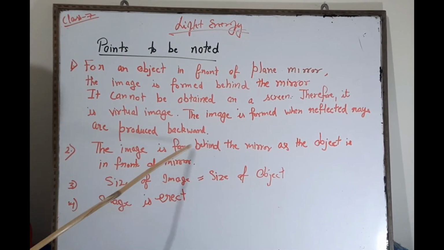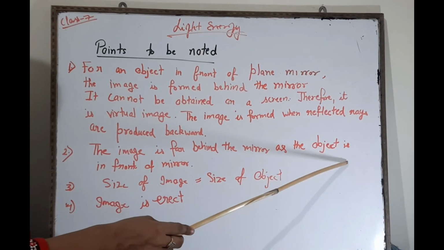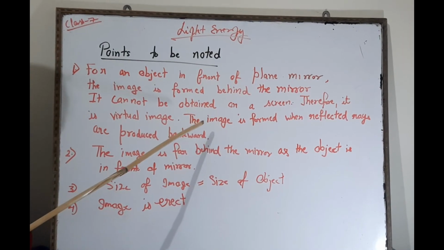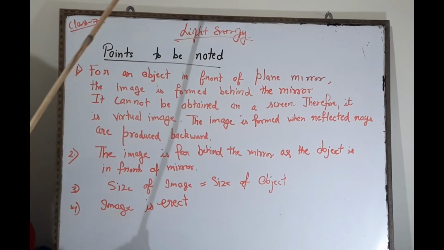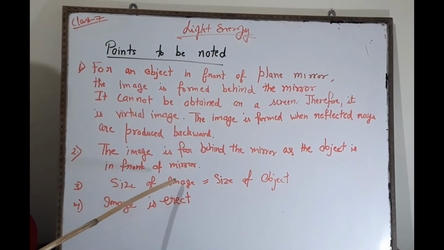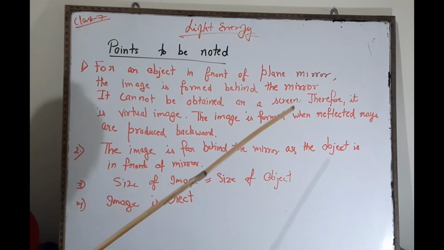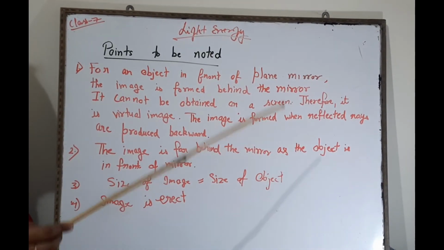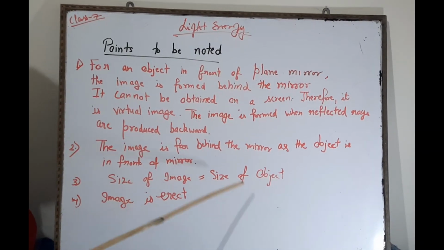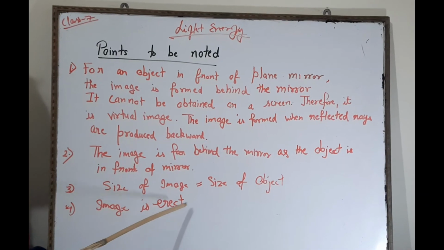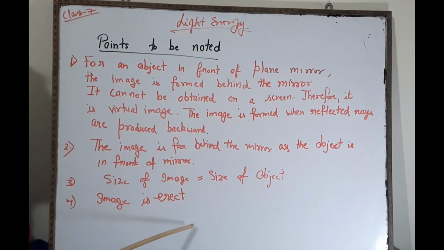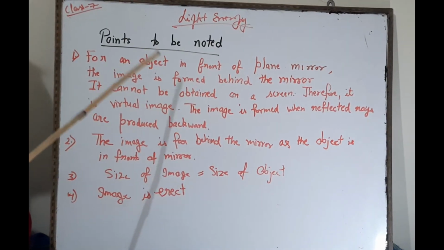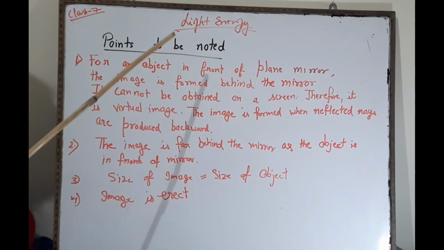Second, the image is as far behind the mirror as the object is in front of it. Means however far the object is in front of the mirror, that much far behind the image will be formed. Thirdly, we have seen the size of the image is the size of the object. In the second diagram we studied, the size of the pencil is equal to the size of the image of the pencil. Then the fourth point is the image is always erect. It is never inverted. So these are the four points we have concluded, whether the image is formed by a point object or by a finite size object.